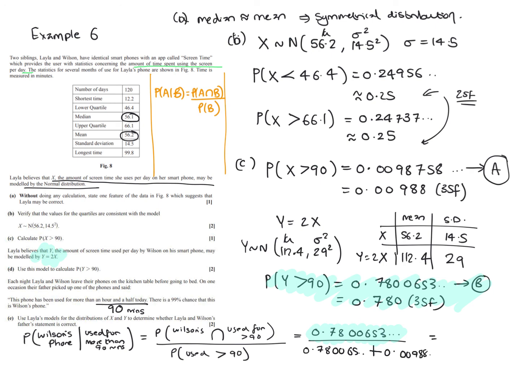0.00988. We're not multiplying because we're not asking for the probability that Layla and Wilson's phone have both been used for more than 90 minutes. We're asking the probability that either Layla or Wilson's phone have been used for more than 90 minutes. So we want to add together those two separate probabilities. And this gives us a final answer of 0.9875 ... which is approximately 99%. So that does support the father's statement.